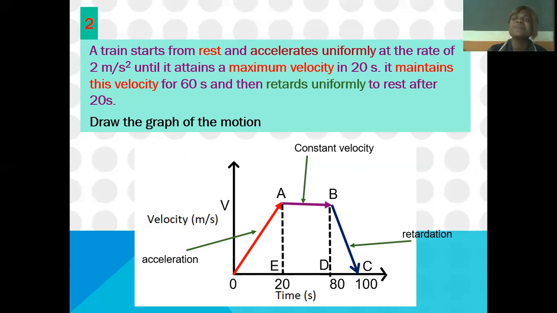So if you are asked to draw a velocity time graph of the motion, break it down. Sometimes there might not be constant velocity; sometimes the body just accelerates and retards, so make sure that you understand the question. If it says it starts from rest and it accelerates, draw an arrow up. Constant velocity, maintain that velocity. Retards to rest, you draw an arrow going down. So this is a typical example of a velocity time graph of the motion of the body. Okay, good. Now let's look at the next part of the question.